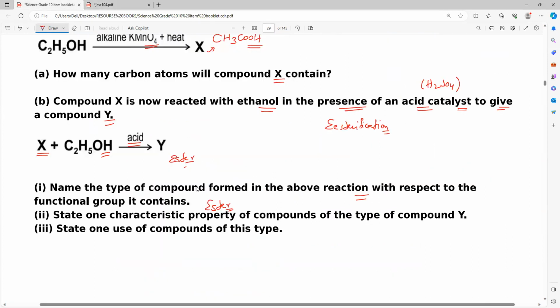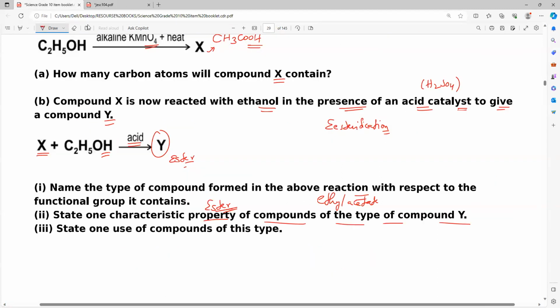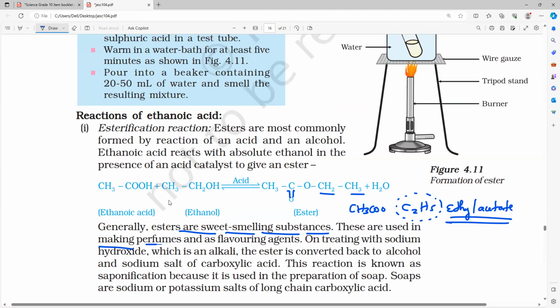Second question: state one characteristic property of a compound of the type of compound Y. So what is that Y we are getting? Ethyl acetate, basically esters. How will we identify the ester group? They have a characteristic smell, that is, sweet-smelling substances. Next, state one use of a compound of this type. We all know that we use them in making perfumes as well as flavoring agents, flavoring essence. That is what you have to remember. Okay, everybody, so this is about this question.